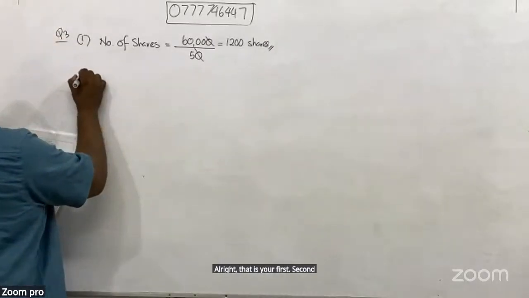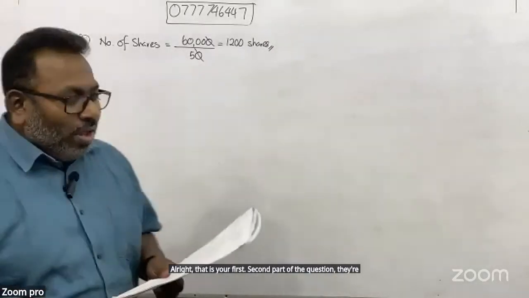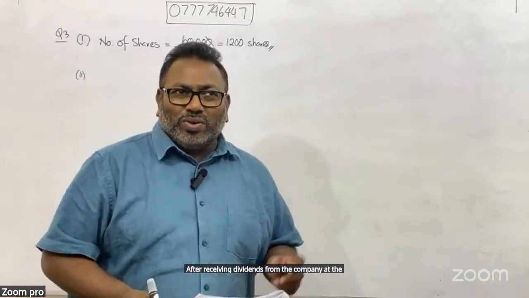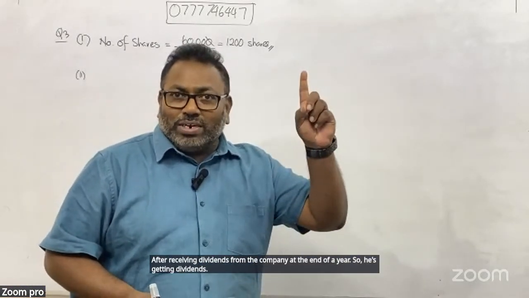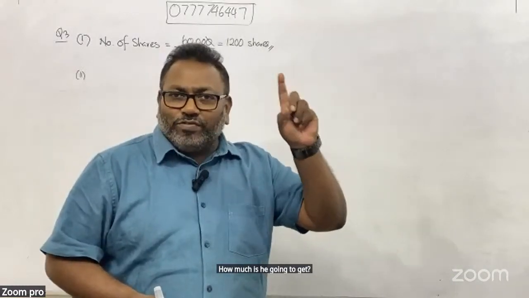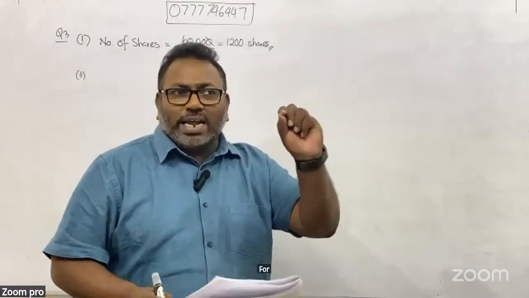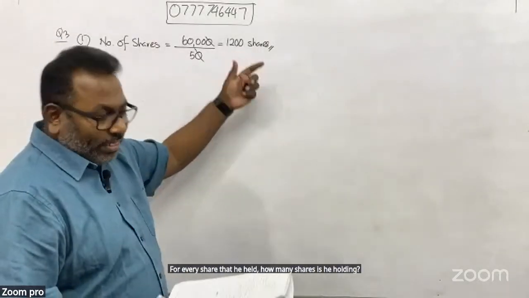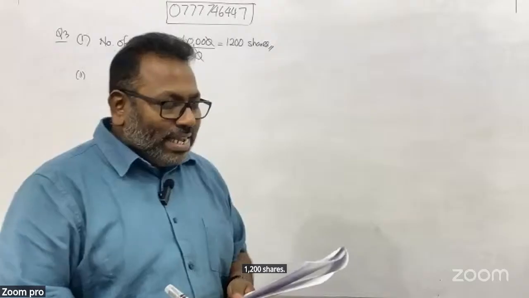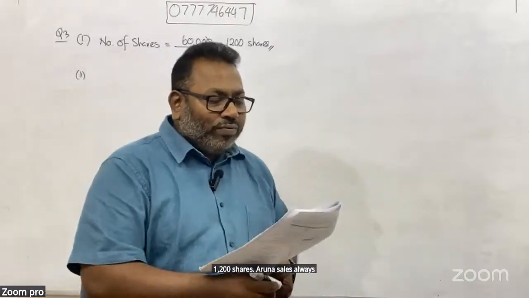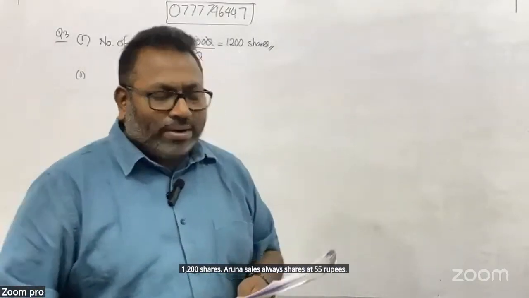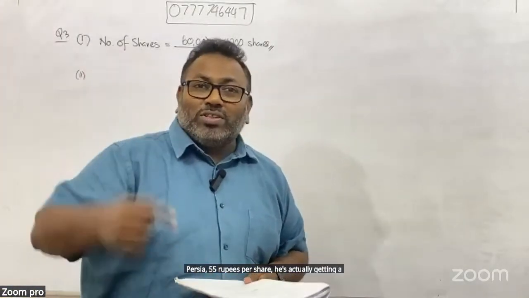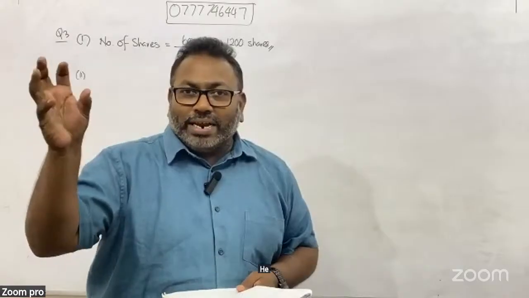Second part of the question, they're saying after receiving dividends from the company at the end of a year. So he's getting dividends. How much is he going to get? 2 rupees and 50 paise for every share that he held. How many shares is he holding? 1,200 shares. Aruna sells all the shares at 55 rupees per share. He's actually getting a profit on this. Why? He bought it at 50 rupees.